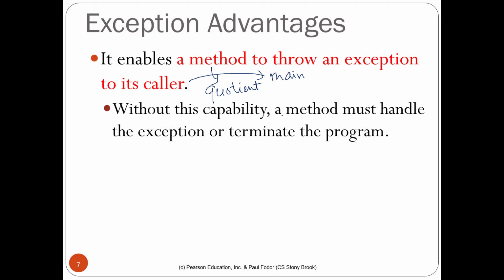Without this capacity, I mean, if you don't have exceptions, then either the method must handle the exception or it should terminate the program. So which method are we referring to? We are referring to the method quotient. If the method quotient does not have this capability of throwing an exception, then this method should handle the exception itself, by writing its own try and catch in the body itself. Alright, or in the worst case, it will do something like exit, which is not good.